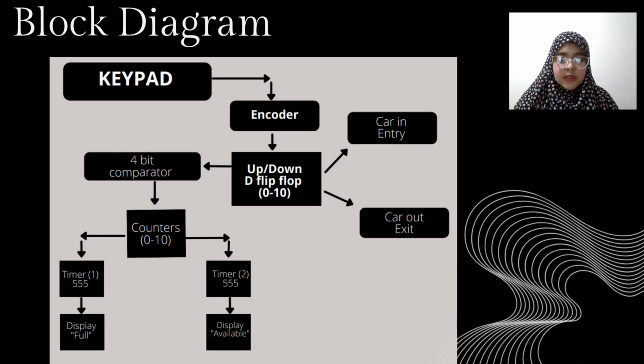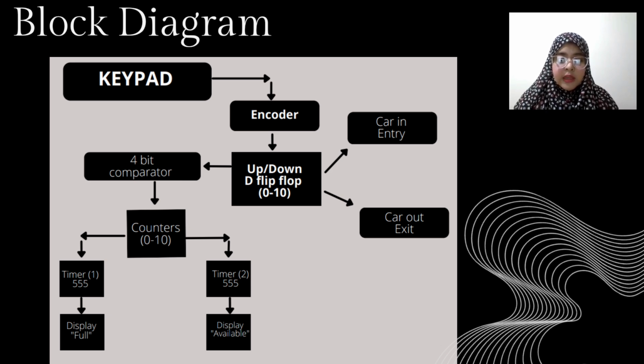According to my student ID, the parking lot can hold a maximum of 10 cars. This diagram shows a digital parking system with a max of 10 cars. First of all, a keypad sends input to the encoder. The signal controls an up-down D flip-flop, which counts cars in and out. Counters and a 4-bit comparator track the total cars.